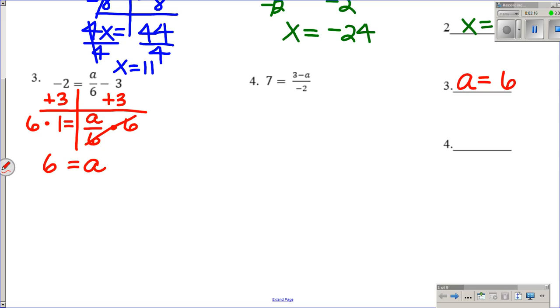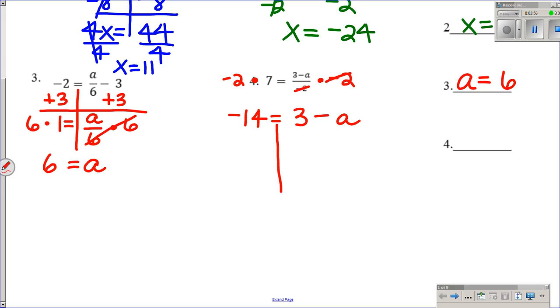Okay, for number 4, this one's a little bit different. Again, say the expression out loud or in your head, and whatever you say last is what you will undo first. So notice the variable is on the right side, so I would read this as 3 minus a divided by negative 2. So the first thing I must do is undo the division, so I'm going to multiply both sides of the equation by negative 2. So on the left side, negative 2 times positive 7 simplifies to negative 14 equals, my negative 2's are going to cross cancel, and we're left with 3 minus a.